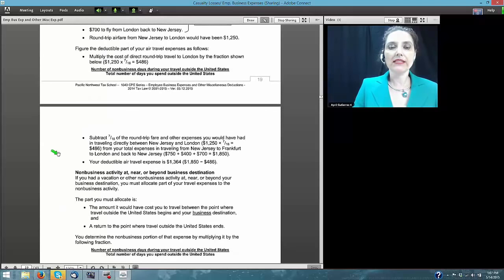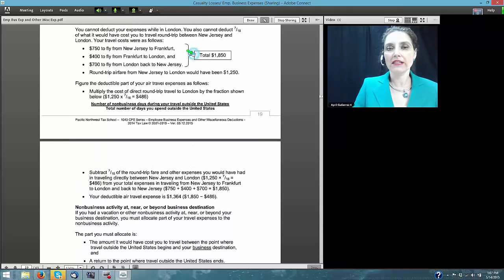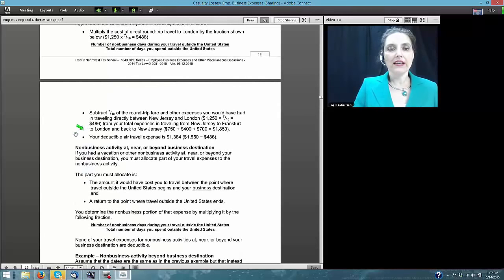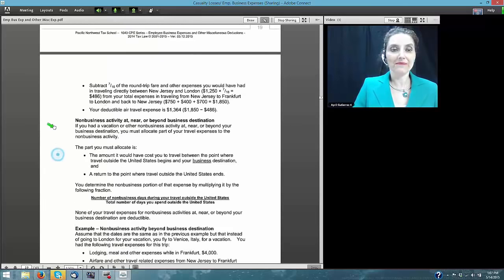You then subtract 7/18 of the round-trip airfare and other expenses you would have paid in traveling directly between New York and London, that 486, from the total amount of what you actually spent, this $1,850. So $1,850 minus 486 gives you a total of $1,364, and the IRS says you can deduct $1,364.